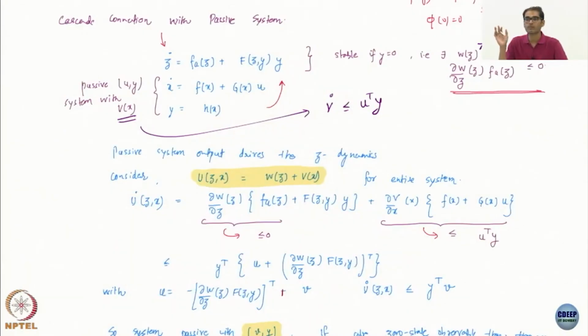So the last thing we were looking at was this cascade connection. This was the last topic in passivity that we were doing. You will have your tutorial, of course, so hopefully you will have a bit more clarity. What we were seeing is if you have a passive system which is driving a stable system, then the passivity property is retained.